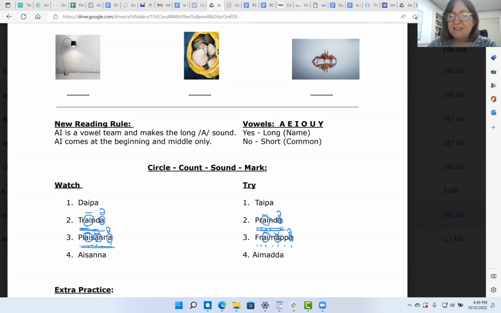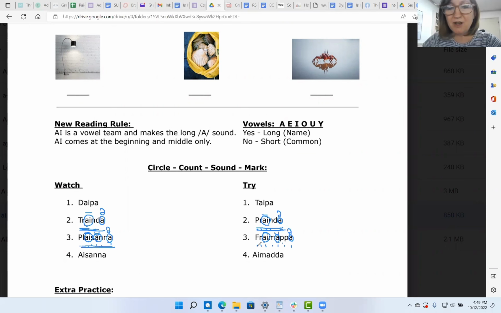AI says A. This A says A because we tapped the next 2 letters. 1, 2. Neither one of them is another vowel, so no, it's not going to say its name. It's going to say its regular sound, A. We mark that with a breve. A's at the end say A. We mark that with an upside down E for the schwa sound.